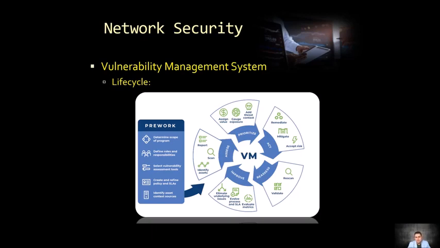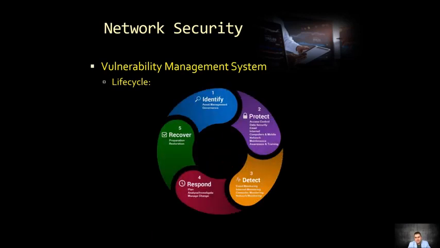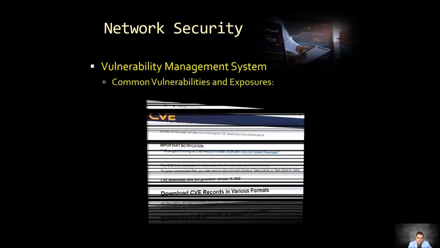You have assets, you have priority of assets, what action you need to do, what releases you need to add, what improvement needs to be done, and again to the assets and so on. And this is how you get the cycle. Also, they sometimes write it this way: identify, protect, detect, respond, and recover. And this is the life cycle of your network vulnerability management system.